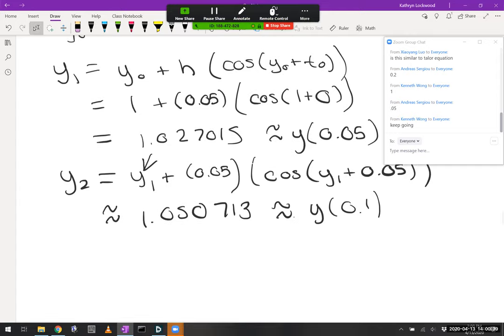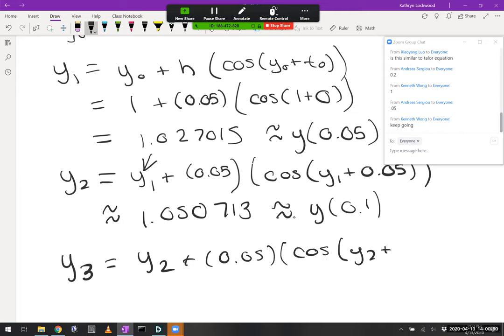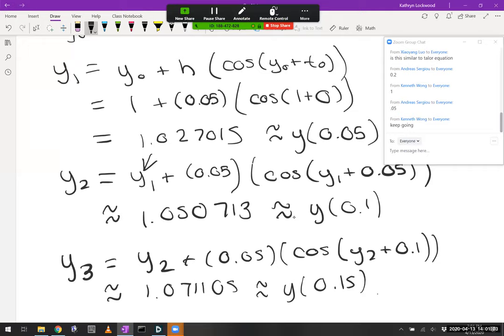We're still not done, so we have to go one further. y3, use the previous y and the previous t. Comes out to be like 1.071105. And that is approximating y at time 0.15, which is what we were asked to find. So here's the answer to our question. Everything seemed clear in that example as well?